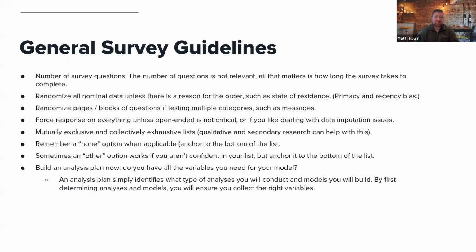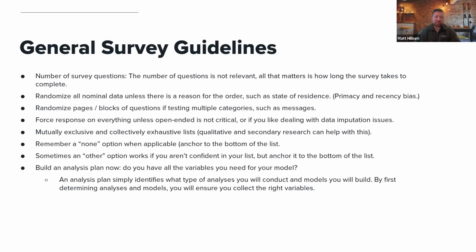We want to randomize all nominal data. If you don't know what nominal is, we're going to talk about that in a second, but it's basically a descriptor. So if you have a question that says, what's your favorite hobby? The results are going to be, I like skiing or mountain biking or going to the theater. That's nominal data. It doesn't have a number in it in any way. Those sorts of questions should usually be randomized. And that helps us prevent some primacy and recency bias, which we'll talk about in a second as well.